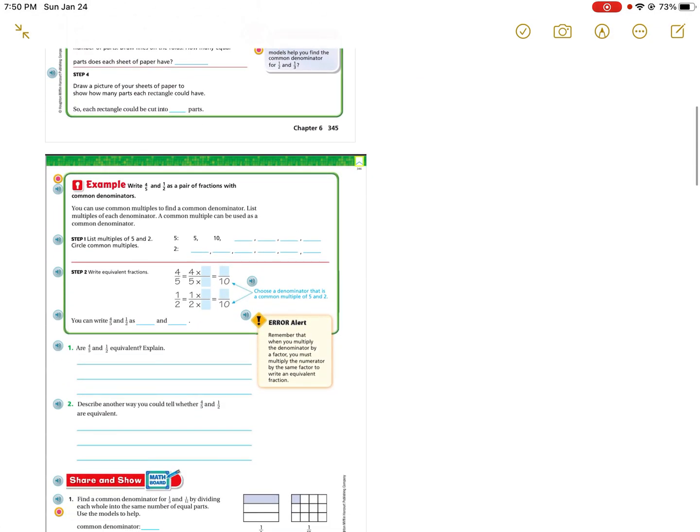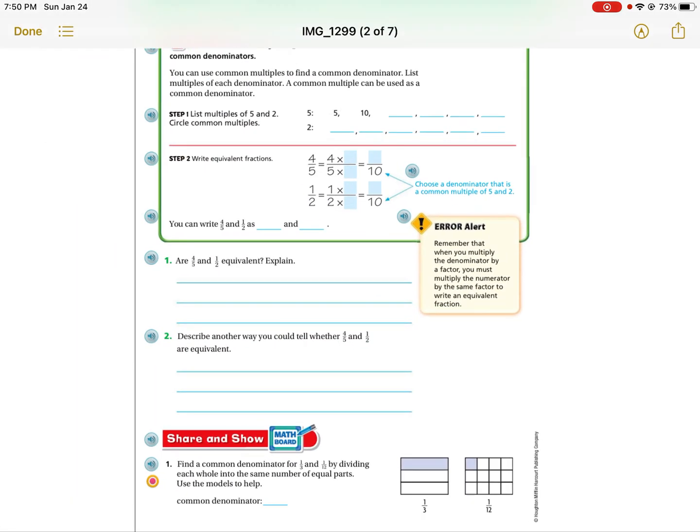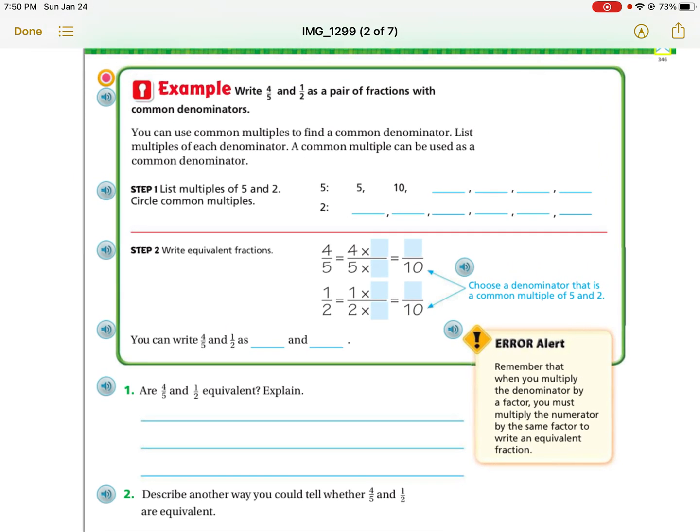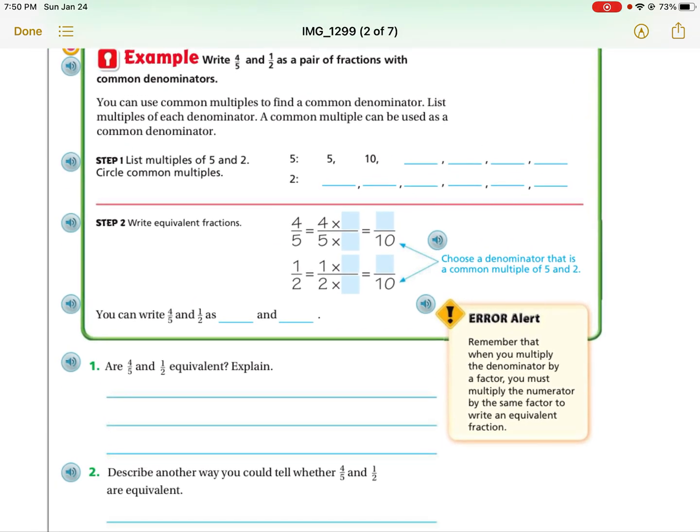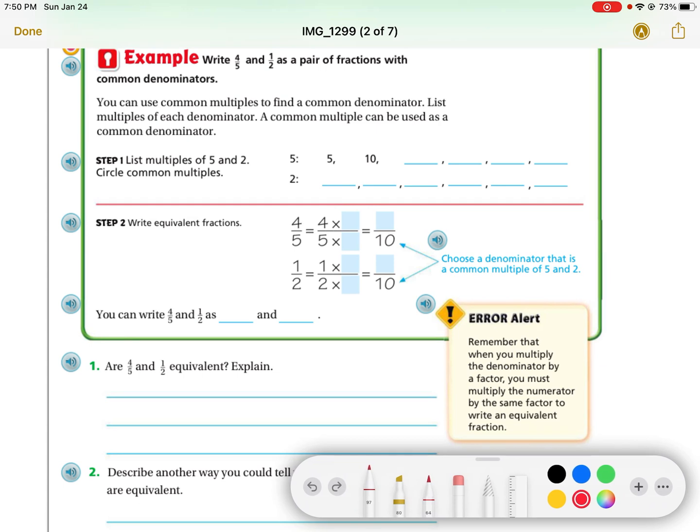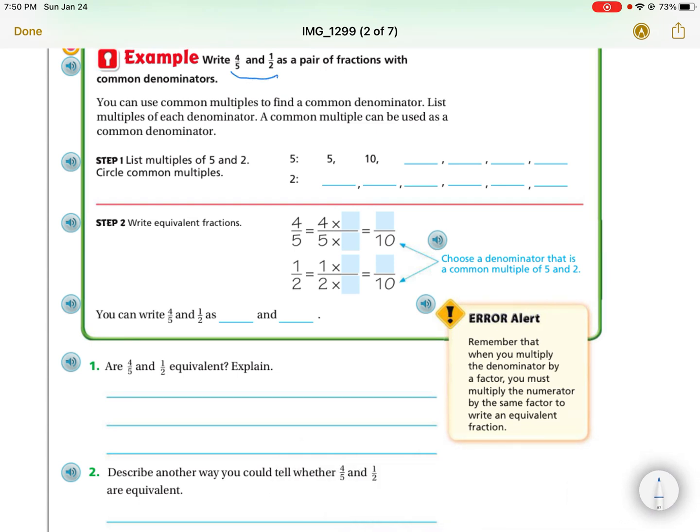So turn the page, and this kind of walks you through the process again. On this next page, we have 2 different fractions that we're looking at. We're looking at 4/5 and 1/2.